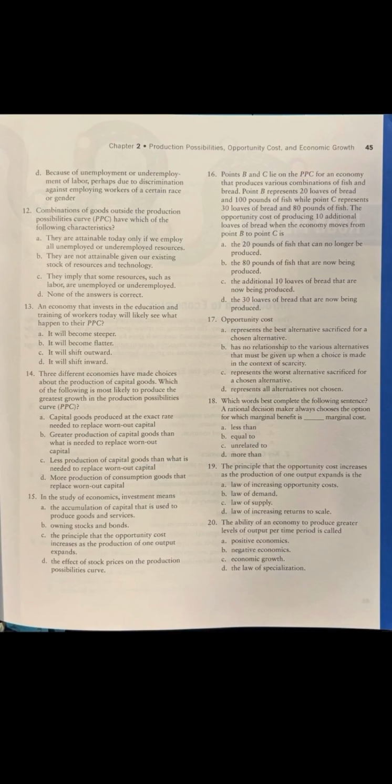12. Combinations of goods outside the production possibility curve have which of the following characteristics? A. They are attainable today only if we employ all unemployed or underemployed resources. B. They are not attainable given the existing stock of resources and technology. C. They imply that some resources such as labor are unemployed or underemployed. D. None of the answers are correct.